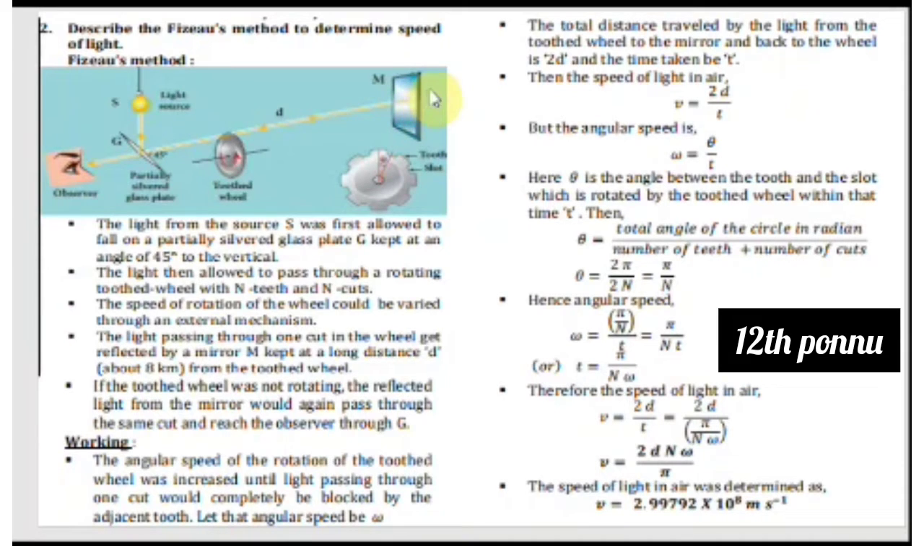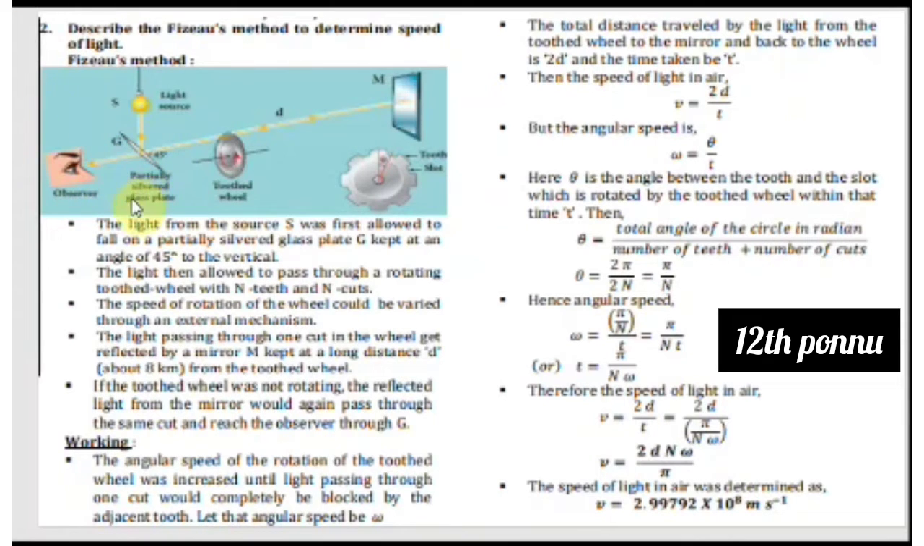After that, the mirror reflects the ray and it passes through the tooth wheel. If the tooth wheel was not rotating, what will happen? The reflected light from the mirror would again pass through the same cut and reach the observer through the partially silvered glass plate.